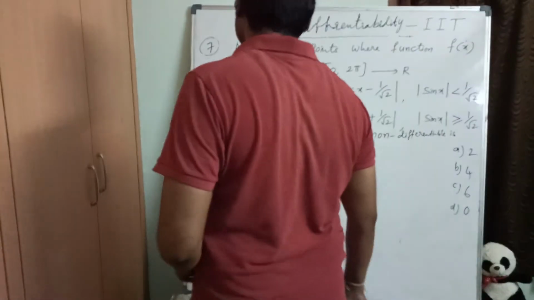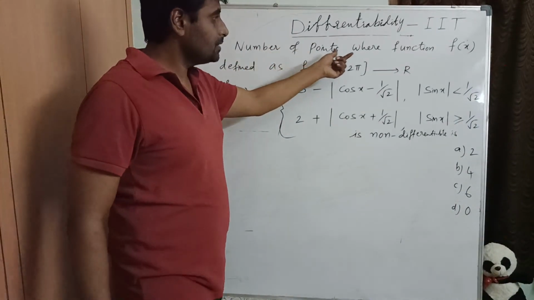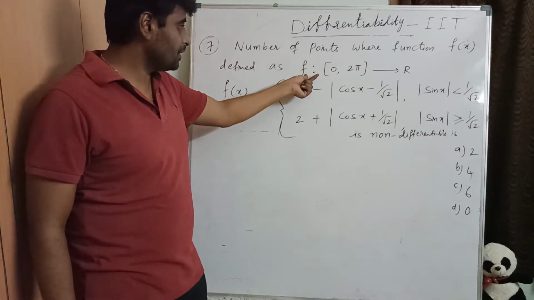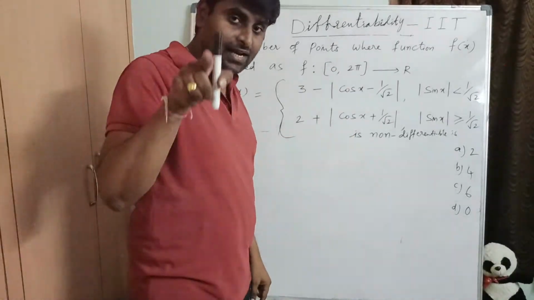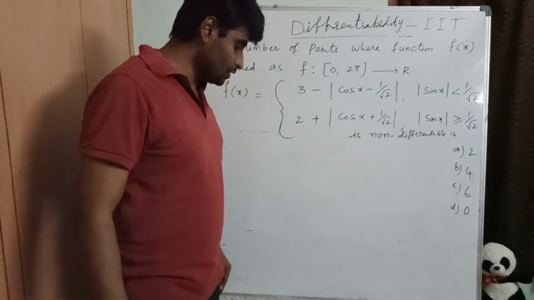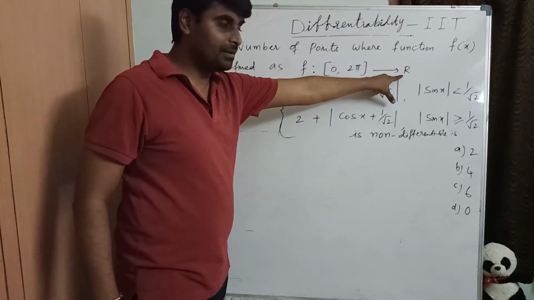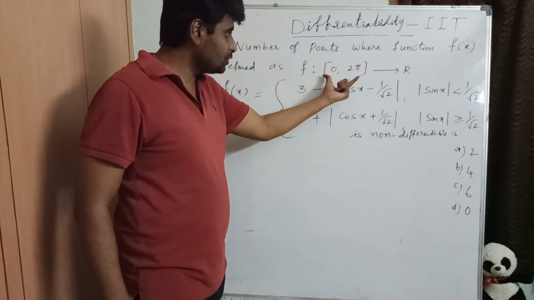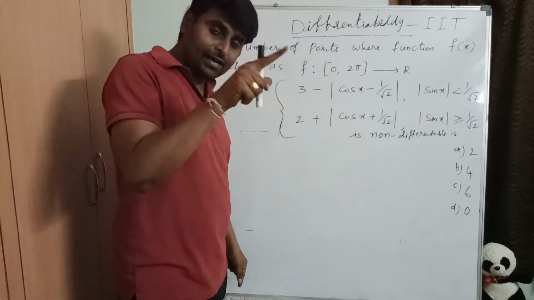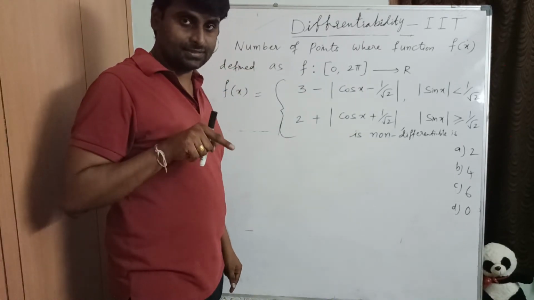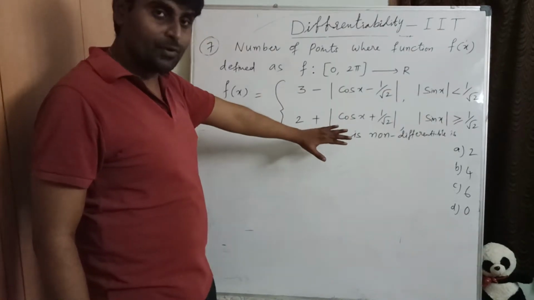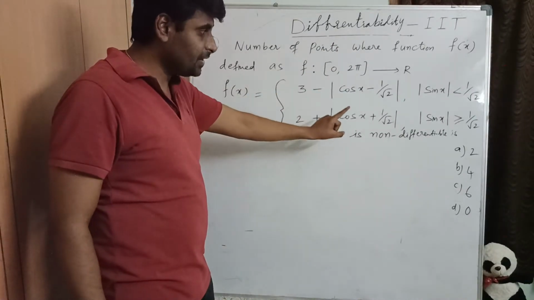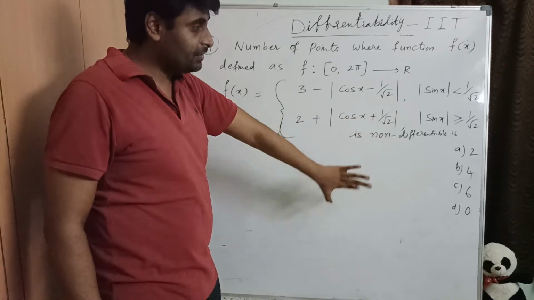Now see this question. Number of points where the function f of x, defined as f from 0 to 2 pi, means one complete rotation, right? So 0 to 2 pi tends to the real number set. So the codomain is the real number set and the domain is 0 to 2 pi. In one rotation only we are going to take angles. So how many possible angles we will get, means the number of points we are going to find out which satisfy this function where it is non-differentiable.